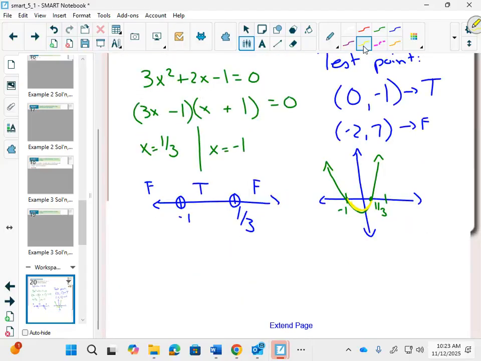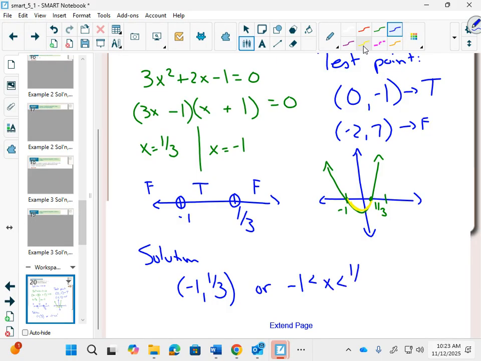So once we've done our number line, and we labeled what's true and false, I'll just write the solution and then I'll get your question. We can write our solution, and you can write your solution in interval notation. So here, the true part goes from -1 to 1/3. We have round brackets because the -1 and the 1/3 are not included. Or you could write it in set notation, which says the x value is in between -1 and 1/3.